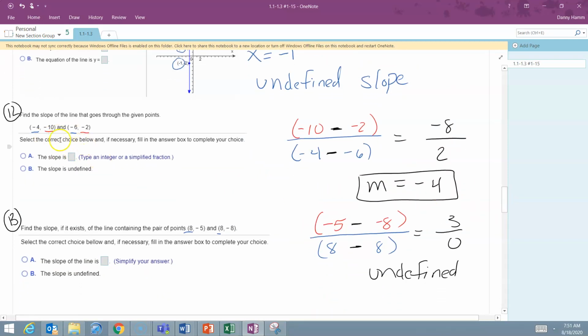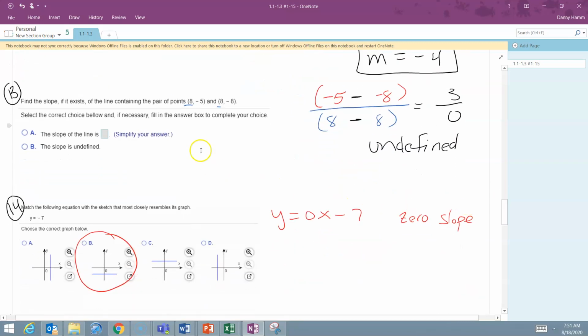In number 12, we're just finding slope, so this lets us know that we are going to be subtracting our x values on the bottom and subtracting our y values on the top, and evaluate and simplify. Number 13 is an example of where we do have the same x values, just like the graph above. And when we do subtract those, we cannot divide by 0, therefore we are undefined. So this would also be a vertical line.